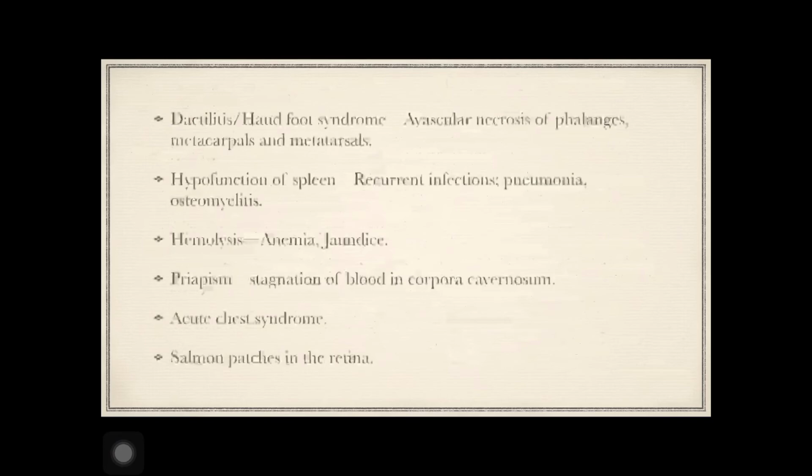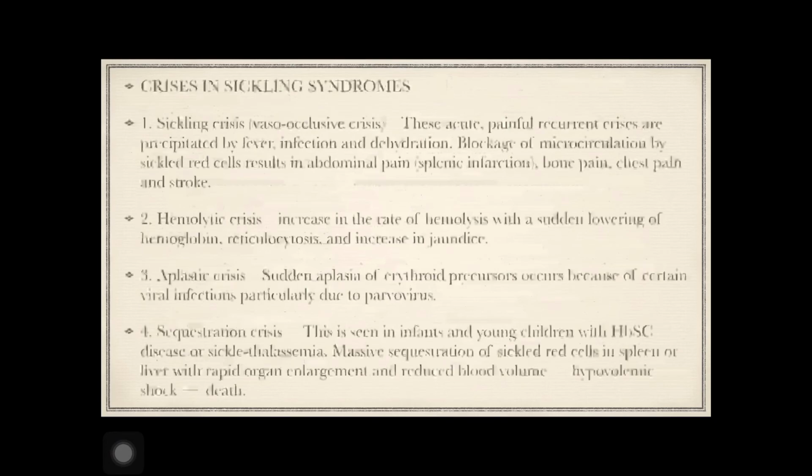Salmon patches in the retina are seen due to internal retinal hemorrhages and proliferative changes like AV anastomosis because of the occlusion caused in the retinal vessels. There are 4 types of crisis in sickling syndromes. Sickling crisis, that is also known as vasoocclusive crisis.